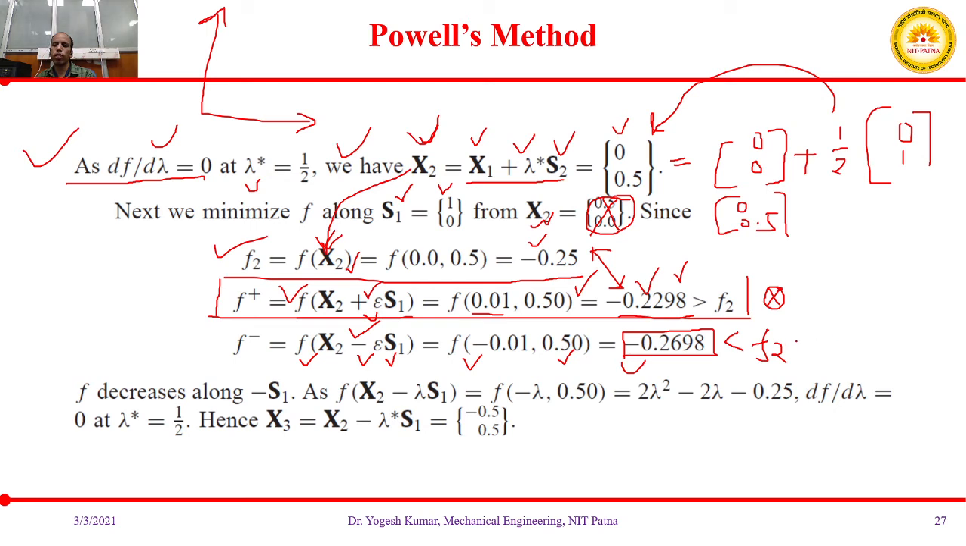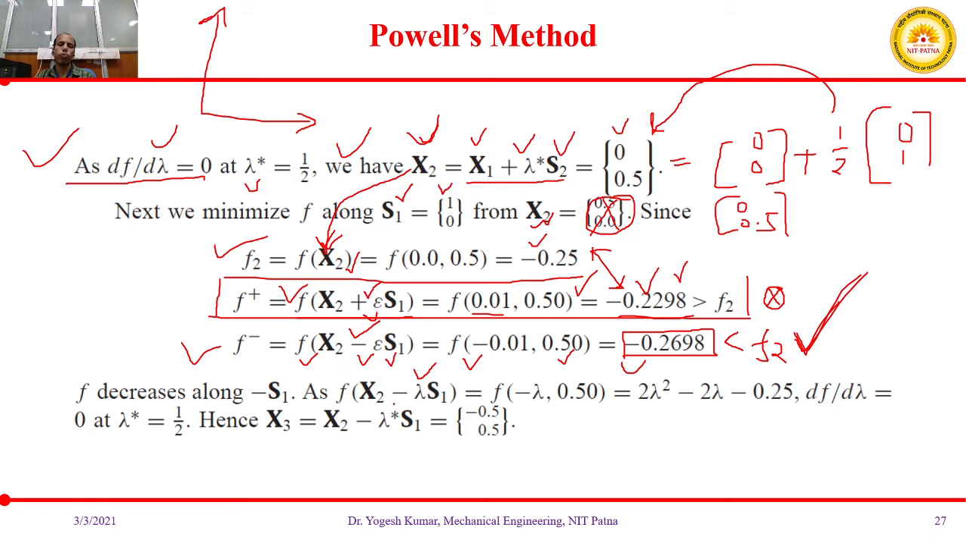Okay, since this value is less than f2, you will move in the direction where you have got the new minimum value, or you are able to probe a new minimum value of your given function. So now your new search direction will be minus s1. Again you will do the same step, that you will try to get the step size at which your function will have the minimum value.